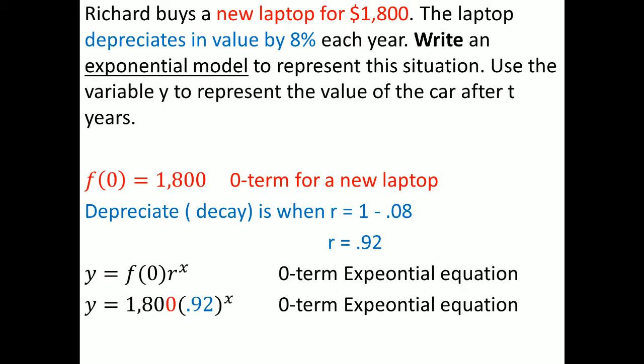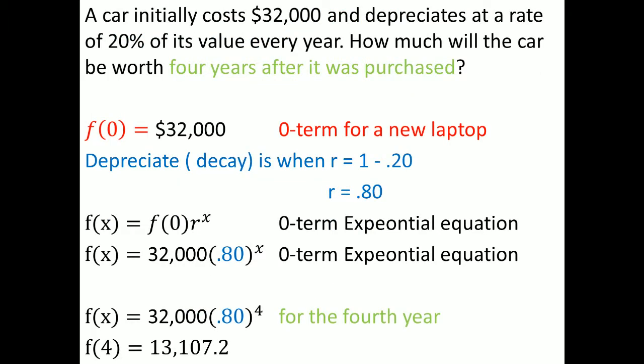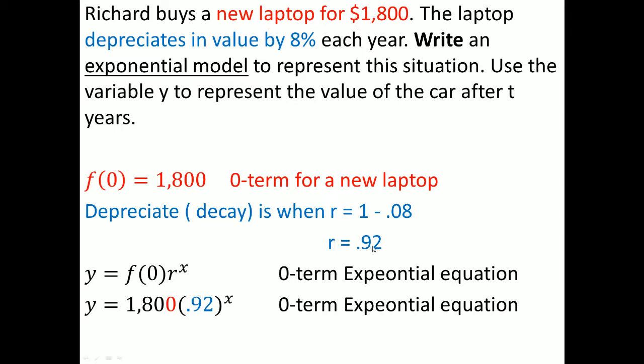Richard buys a new laptop for 1,800. The laptop depreciates 8% each year. Okay? Same thing here. I write the first f of 0, which is 1,800. That's the 0 term for the laptop. It depreciates, so it decays, which is going to be 1 minus 0.08. So the r value here is 0.92, right? Notice the difference. The other one was r equals 0.80 because it's 20%, but this one is 8%, so it is 0.92. Remember, you always have to do 1 minus the decimal for the decay, right? Plug this into your 0 term exponential equation. So y is equal to 1,800 times 0.92 to the power of x.